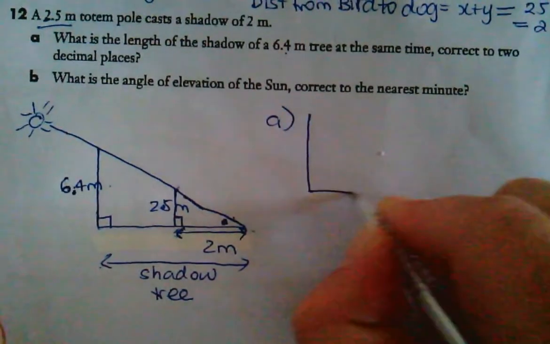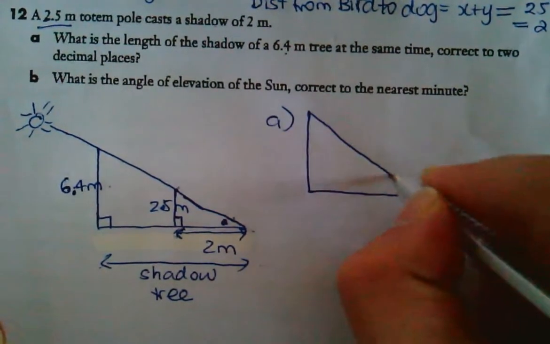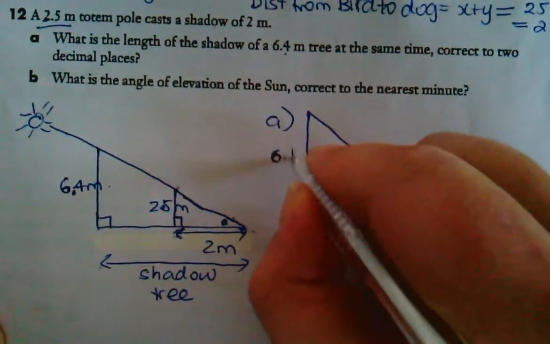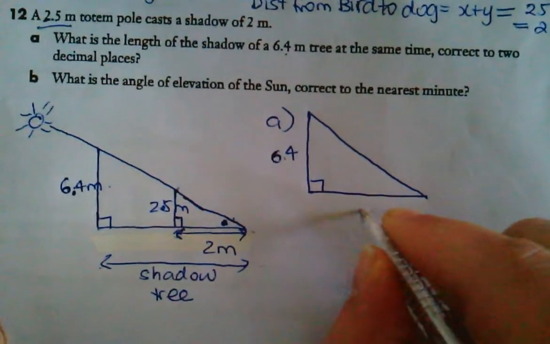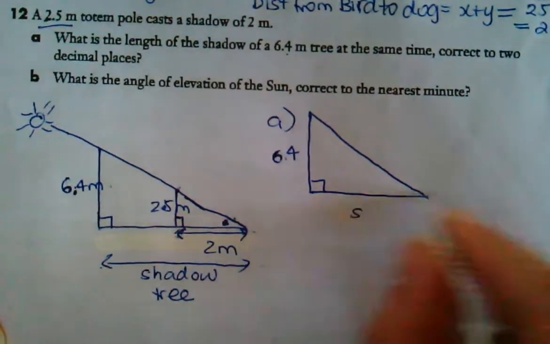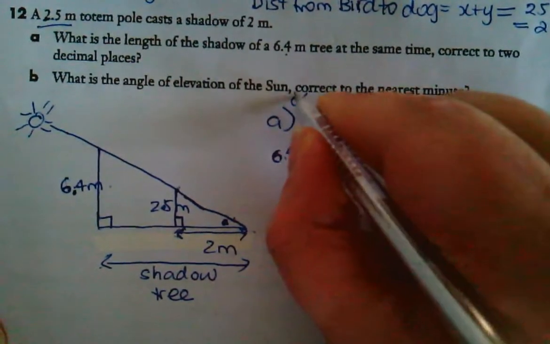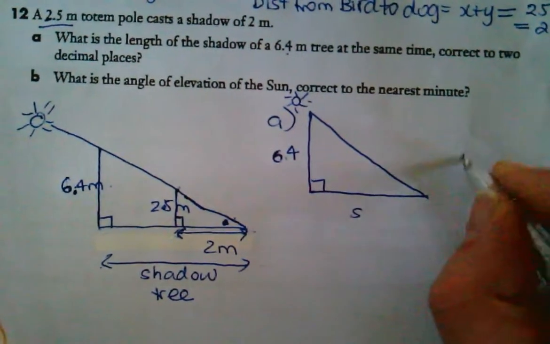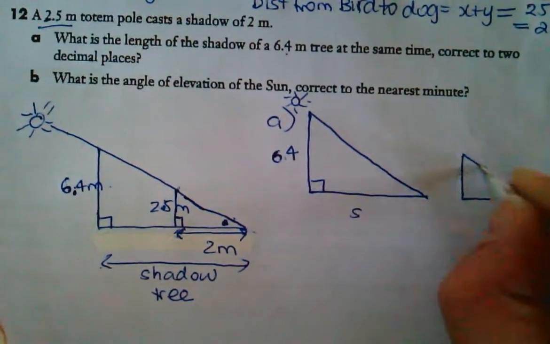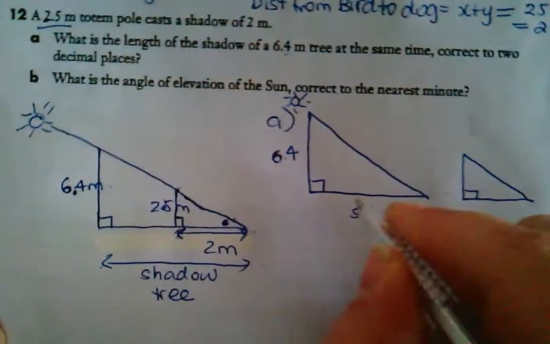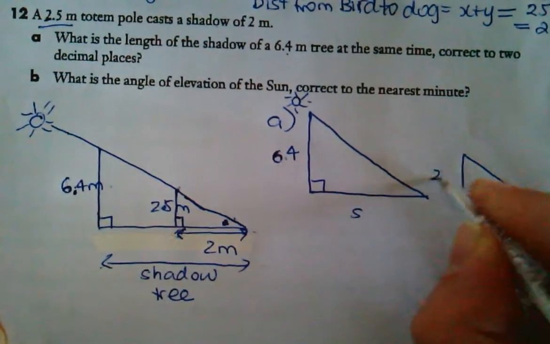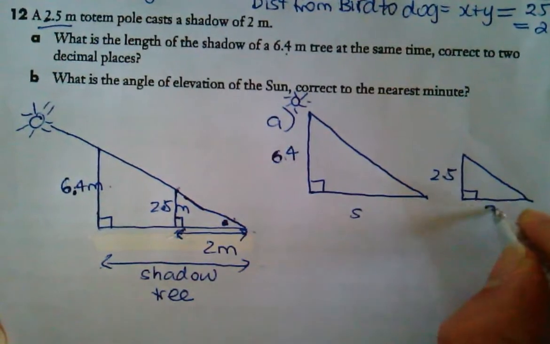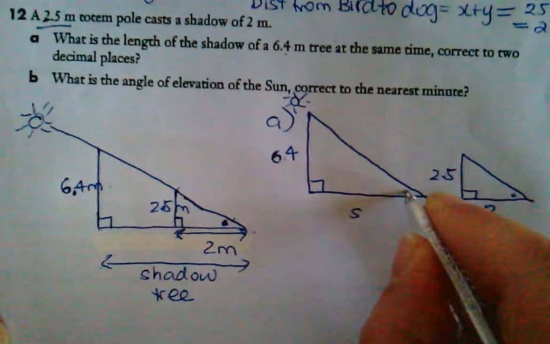What I'm going to do is draw the two triangles separately. Here's the big triangle for the tree. 6.4 metres. This is the shadow of the tree. Pretend the sun's up here. Okay, here is the smaller triangle. So, with the totem pole that's 2.5 metres high, it's got a shadow of 2 metres.